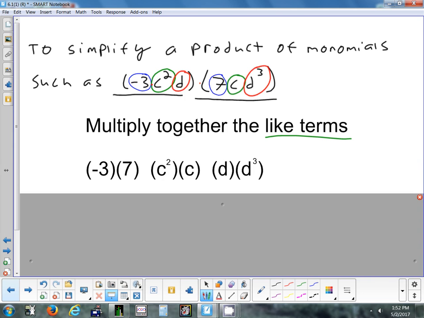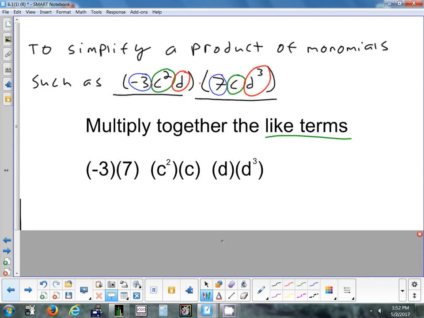So when you're multiplying, what you can do is think of like terms being next to each other. All I've done is rearrange the order. I put the -3 and 7 next to each other, the C squared and the C, the D and the D cubed. And it's like you have 3 little problems to do. So that's how you can think of it in your head. If you want to write it that way, you can. If you don't want to, you don't have to. You can just look at the original problem and go right to the final answer.